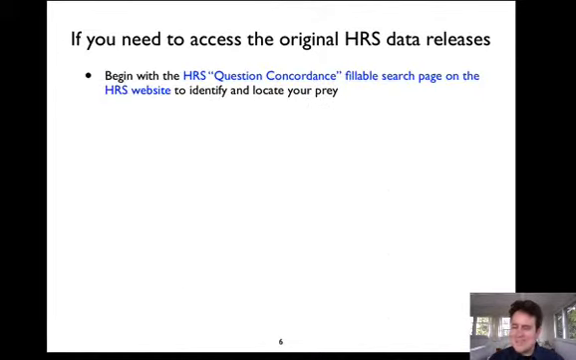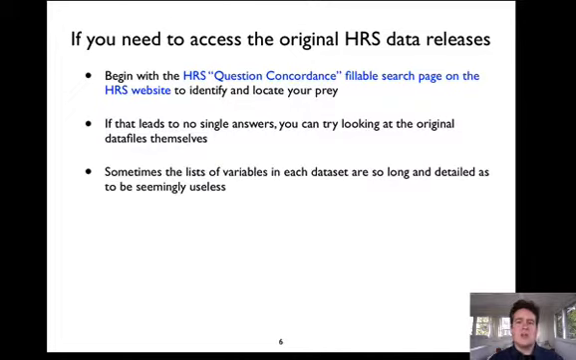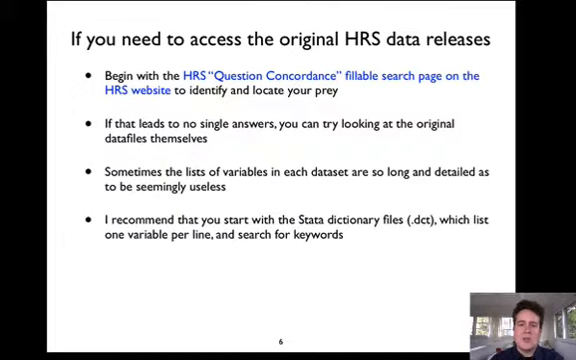Again, this is repeating myself a bit here. If you do need to access the original data releases and you find that the concordance doesn't answer your question, you may try looking at the original data files themselves. Sometimes the lists of variables in each data set are so darn long as to preclude easy examination and easy analysis. So another hint is that you might look at the dictionary files of used Stata. Those list one variable per line and brief descriptions of them, which is handy.